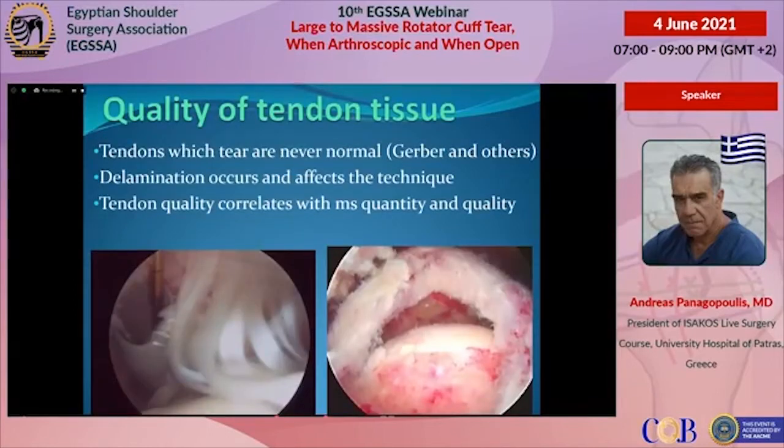Gerber and others mentioned that the tendons which tear are never normal. And delamination usually occurs, and this affects the technique. Tendon quality correlates with muscle quantity and quality.